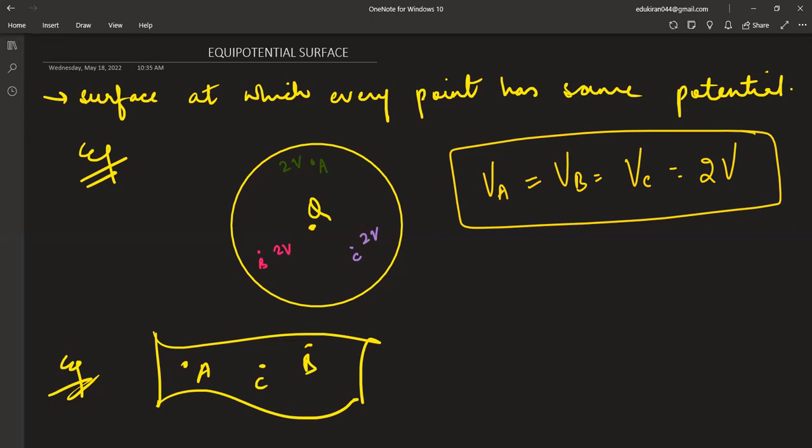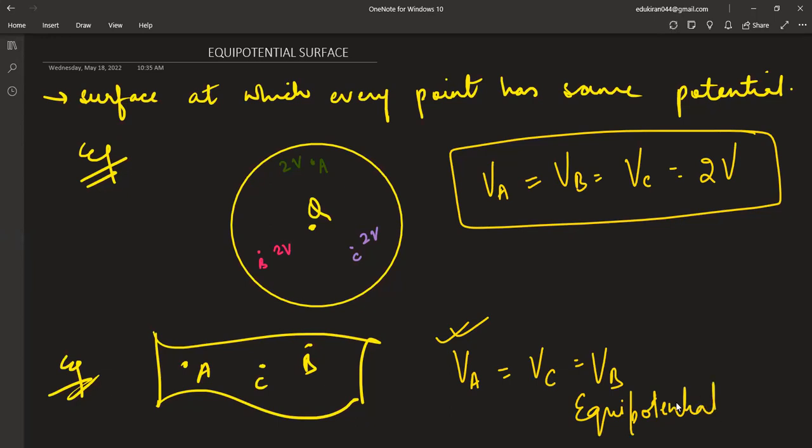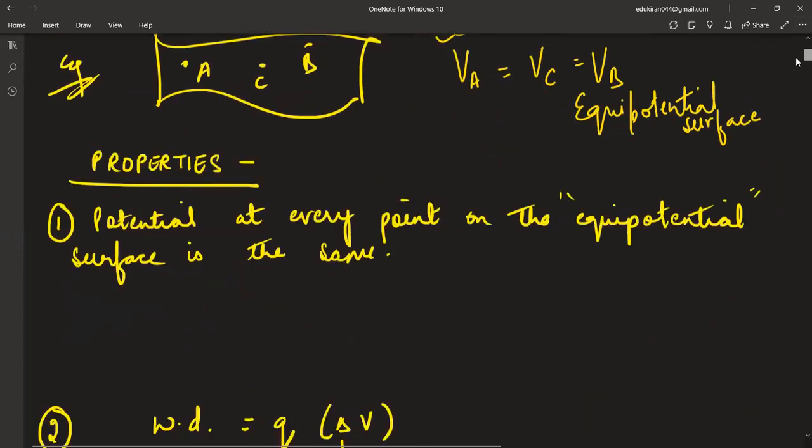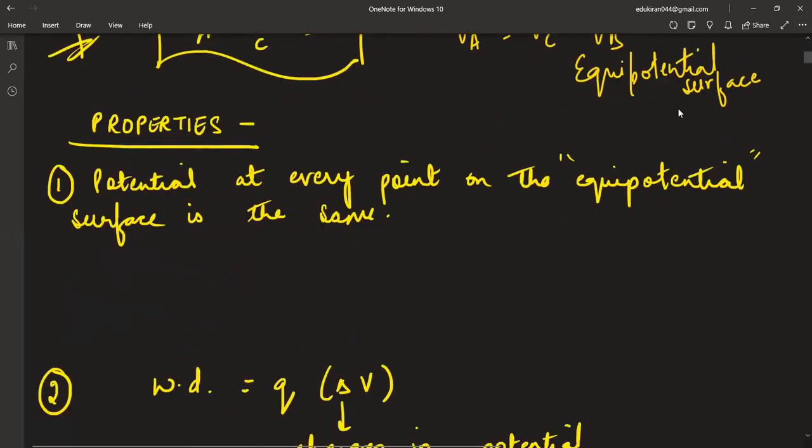Suppose this is a random surface. It need not be a sphere properly. It need not be a circle or a symmetrical figure. It's a rough figure, random figure. So V at A point is equal to V at C point is equal to V at E point. If this condition is valid, means at every point you're getting the same potential. You can just name this directly as an equipotential surface. All right. So wherever you see the potential is same, at every point.